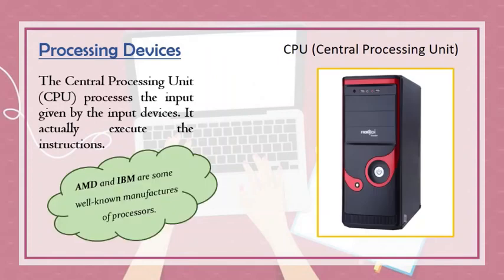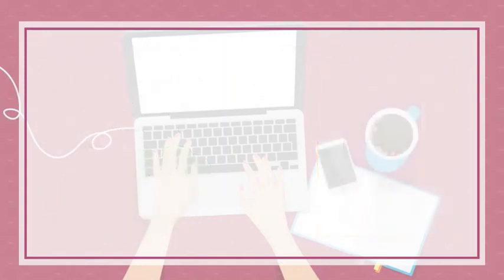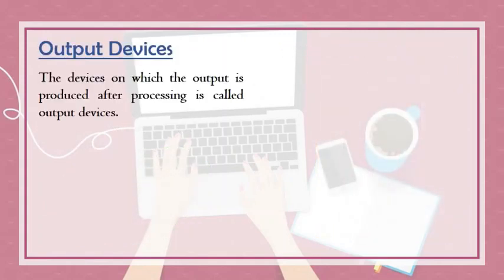The next is processing devices. The central processing unit, that is CPU, processes the input given by the input devices. It actually executes the instructions. Whatever is typed through the keyboard or done with the mouse goes to the CPU. The CPU processes it and sends the result to the monitor. You can see the picture of the CPU on the screen. And an extra point: AMD and IBM are some well-known manufacturers of processors.